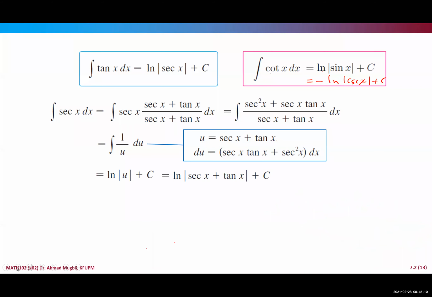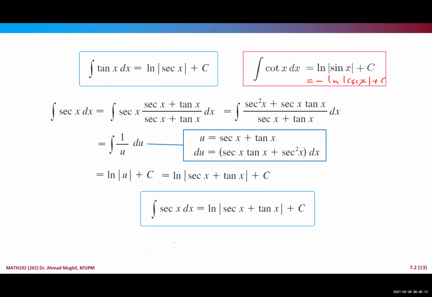What we conclude from this is that the integral of secant x is ln the absolute value of secant x plus tan x. We have a new integral that you need to add to your table of integrations. Use this, ya shabab, as a basic integral now. No need to do this every time. Just recall this: the integral of secant x dx is ln the absolute value of secant x plus tan x. Add it to your table. Update your table.